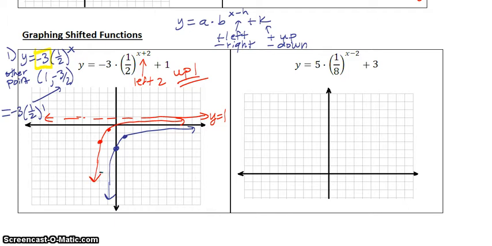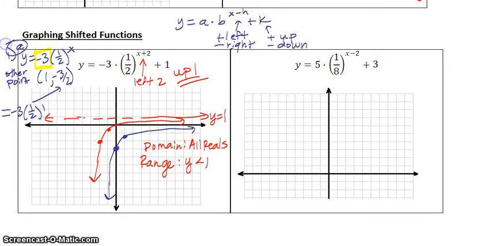And then for my domain and range, the domain is still all reals, and you may have noticed by now that for every exponential graph the domain is always going to be all reals, so the range is the only part we really need to worry about. For my range, I'm going below my graph, and my asymptote has moved up 1 unit, so my y values are y is less than 1. If you would like to try one, go ahead and pause and try the next graph.